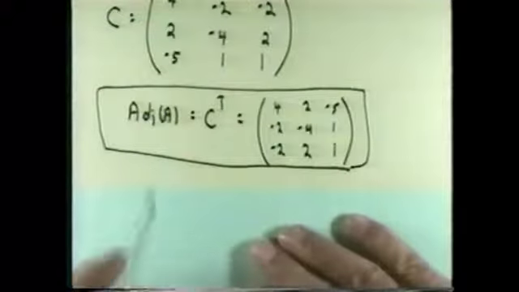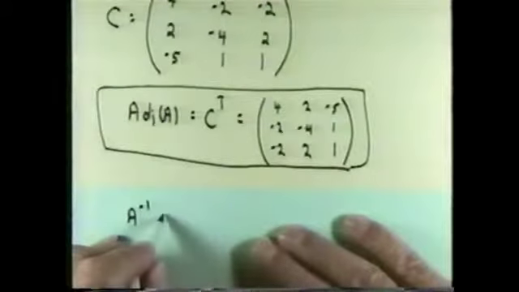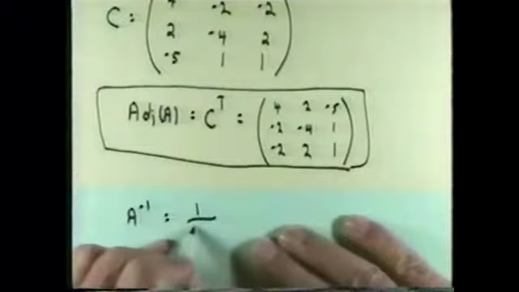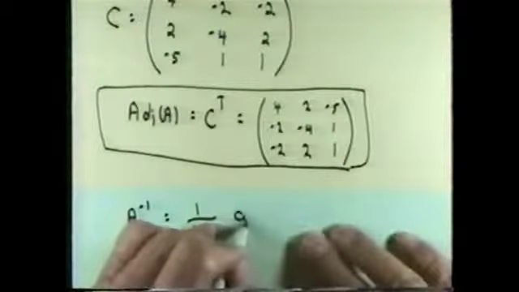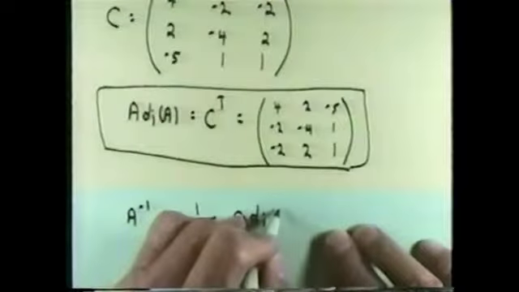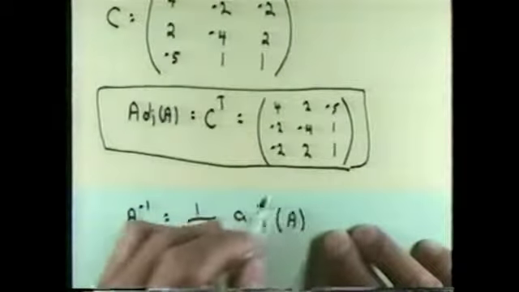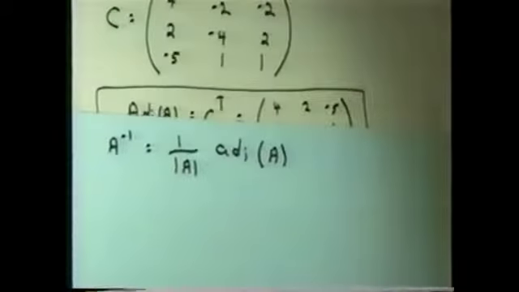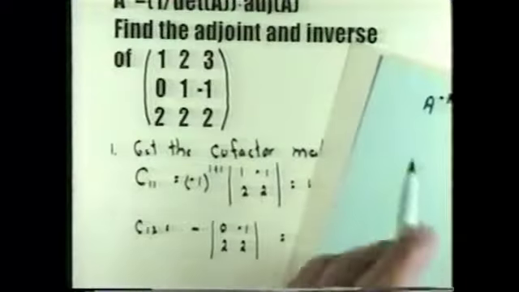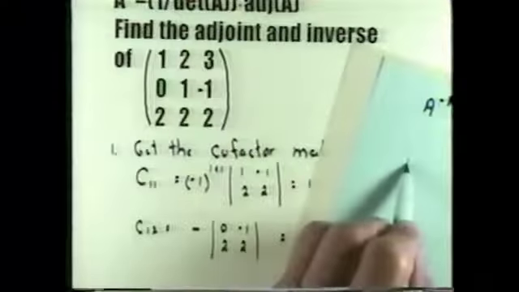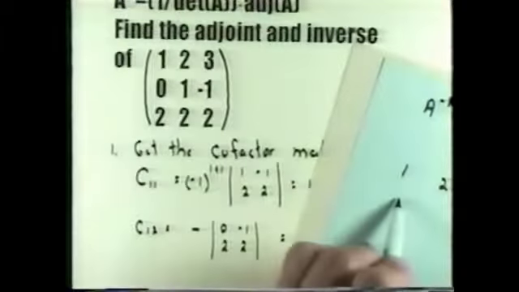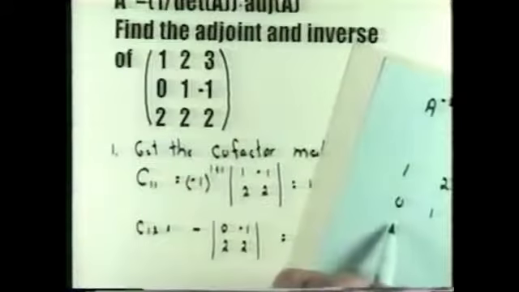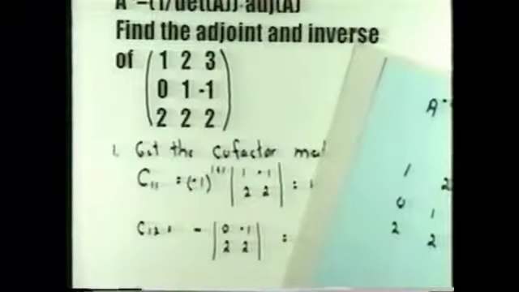Now we know that A inverse is 1 over the determinant of A times the adjoint of A. So to finish my calculations, I need to do the determinant of A. Well, we'll go back to A, which is 1, 2, 3, 0, 1, negative 1, 2, 2, 2.